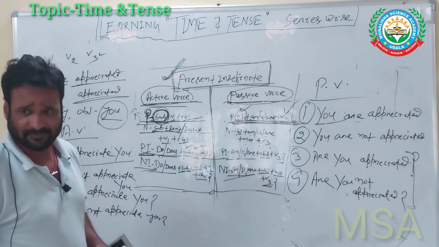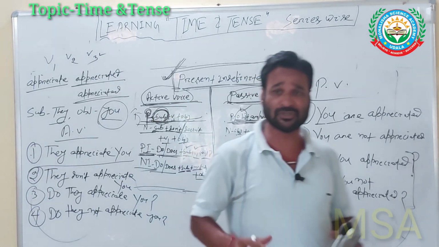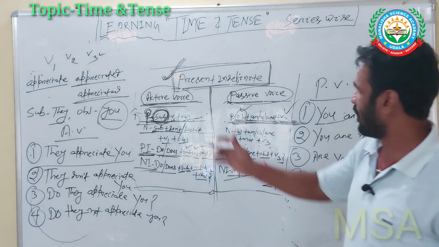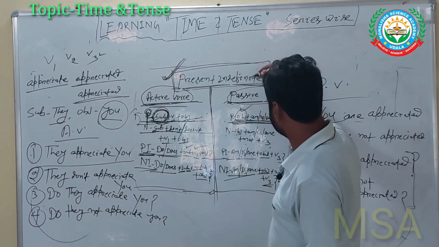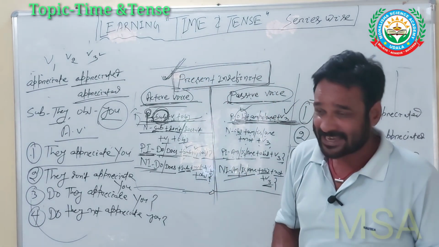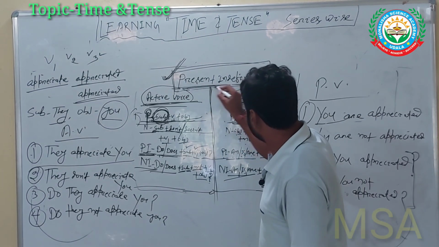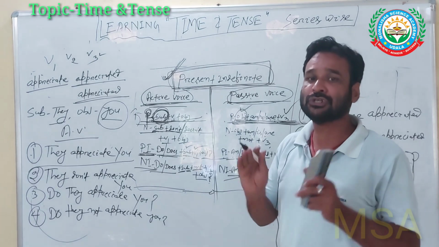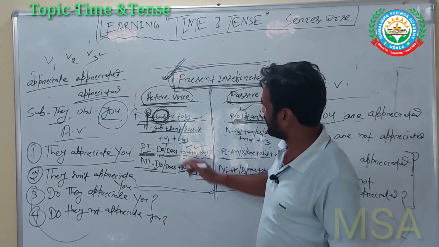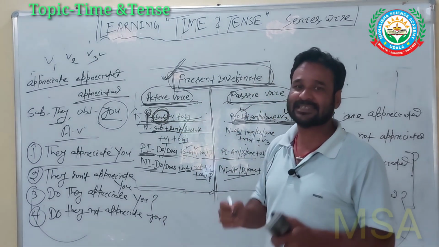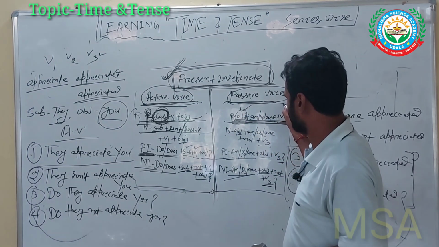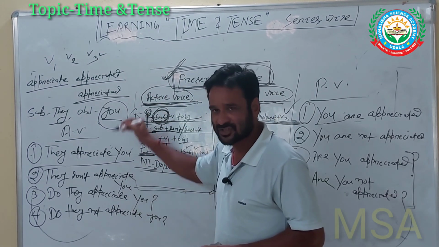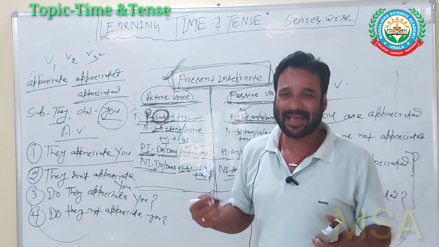So at a time we can learn two types of sentences based on voice. One is active voice and the second is passive voice. I mean to say that the present indefinite tense can be expressed in two ways: one is active voice and the second is passive voice. So these are the structures. We can take help of these structures in order to make sentences.